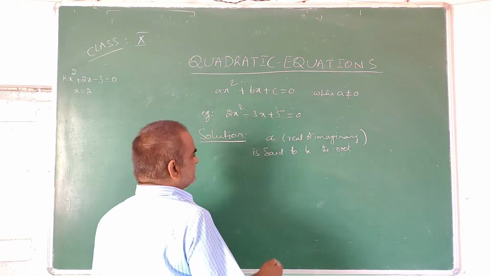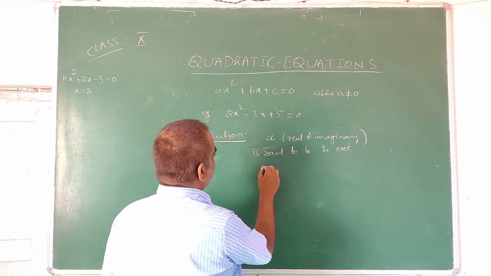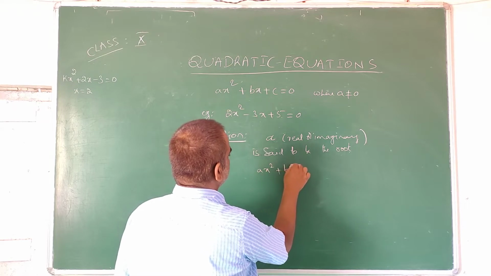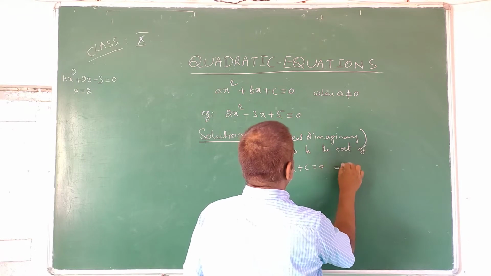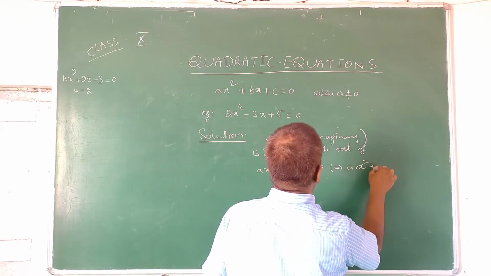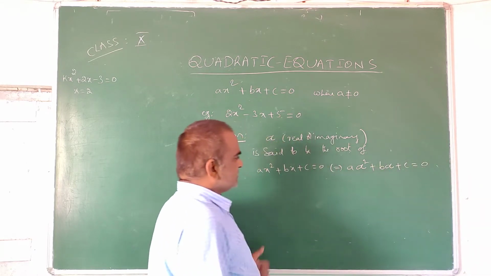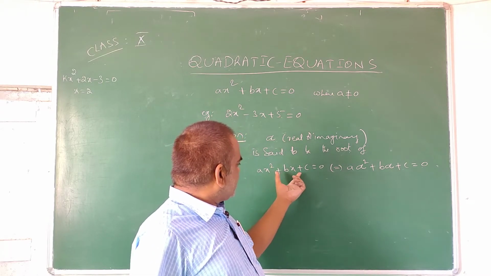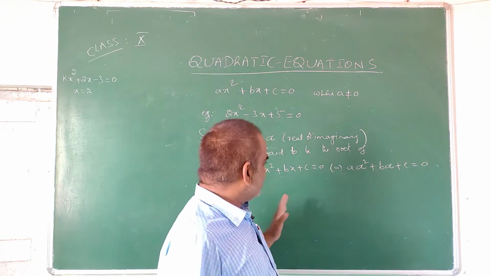A real or imaginary number alpha is said to be the root of the quadratic equation ax square plus bx plus c is equal to 0 if and only if a alpha square plus b alpha plus c is equal to 0. So when x is replaced with alpha, this expression value should become 0. That is what we mean by root.